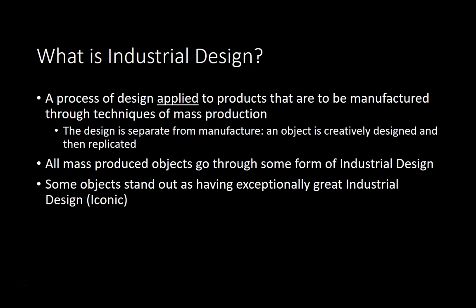That's different from product design, where the iterations are constantly trying to make it better. Industrial design is also trying to make things better, but it's more or less centered on the design of the object itself, where you're not changing the fundamental purpose of the thing. You're changing the design to make it look better or work sleeker or something like that. So all mass-produced objects go through some sort of industrial design. Some objects stand out as having exceptionally great industrial design, meaning that they become iconic.